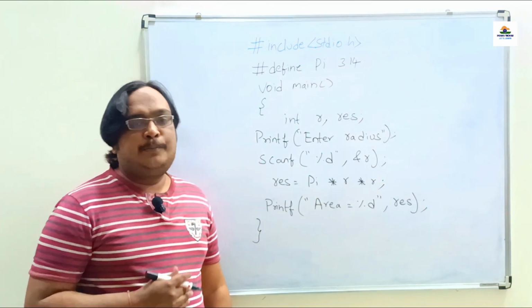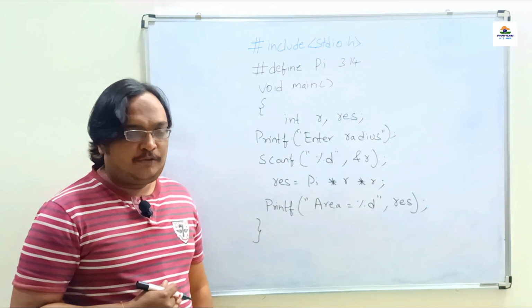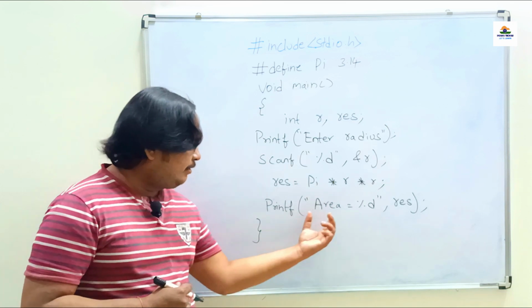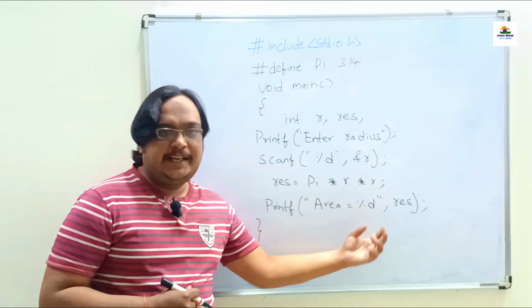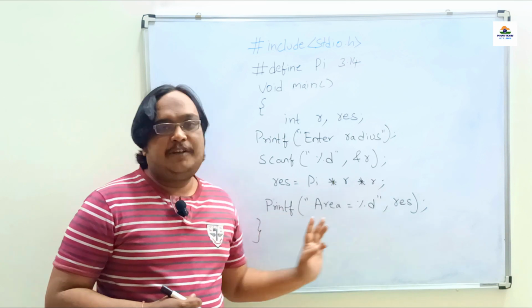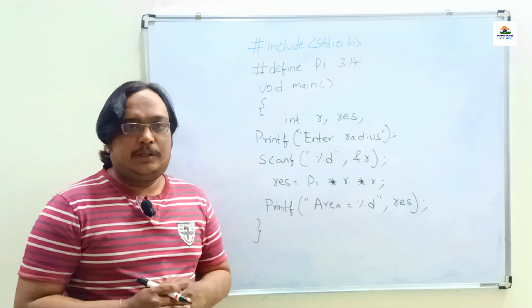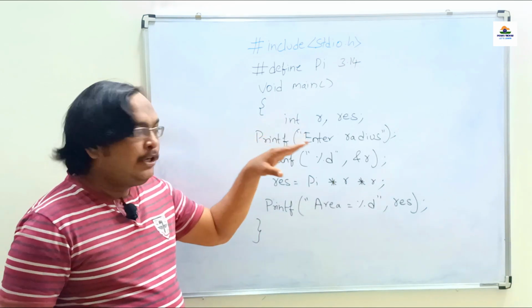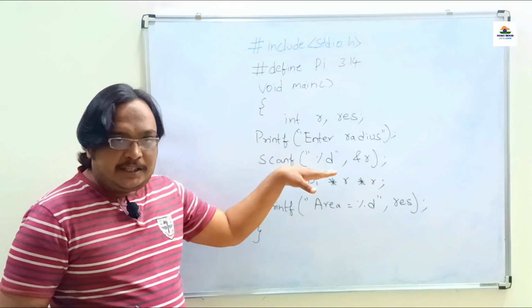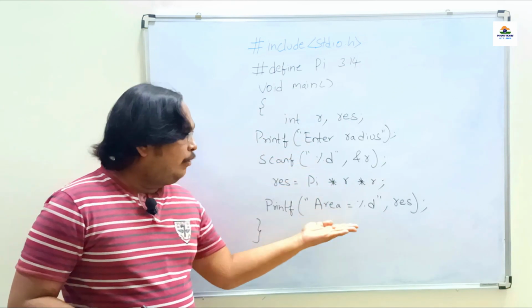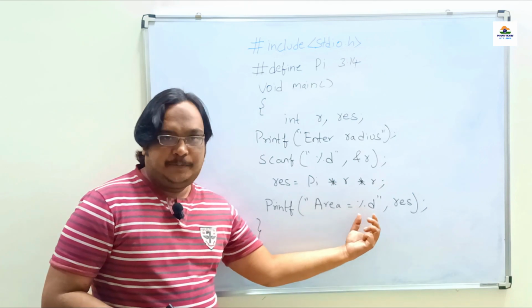So this is a simple program for demonstrating the define section. That is, area is equal to %d. What is %d? This result will be the output. So in the output, it will ask you to enter the radius. You will enter a value. Based upon this value, it will calculate and the output will be like area equal to some value.